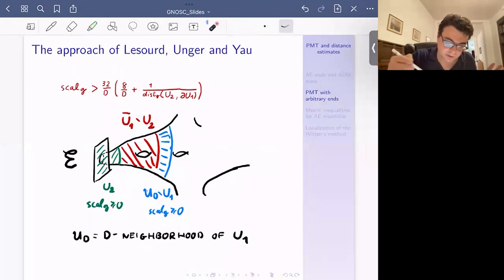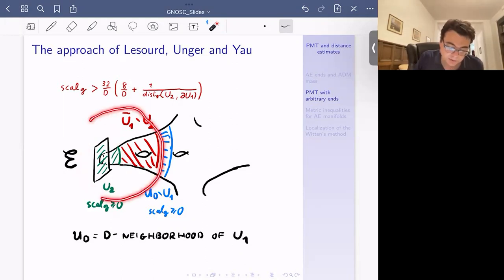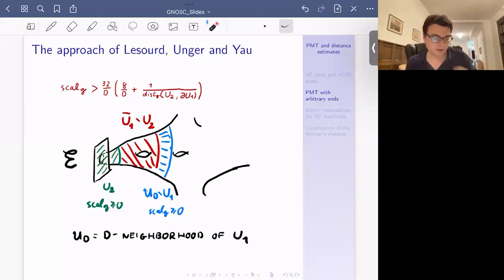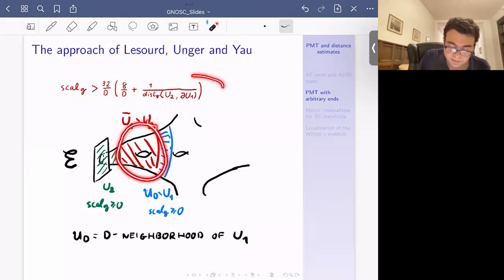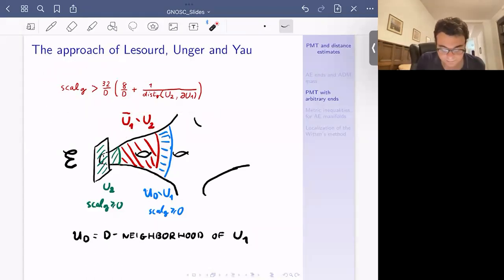So in other words, in the theorem of Lesourd, Unger and Yau, this is the asymptotically Euclidean end, and then this is the neighborhood U2, and this is the neighborhood U1. And so what's written here is that if you assume that the scalar curvature is non-negative in the asymptotically Euclidean end and satisfies this condition on this set, then this gives you an upper bound for a D neighborhood of U2 if you have no points of incompleteness.